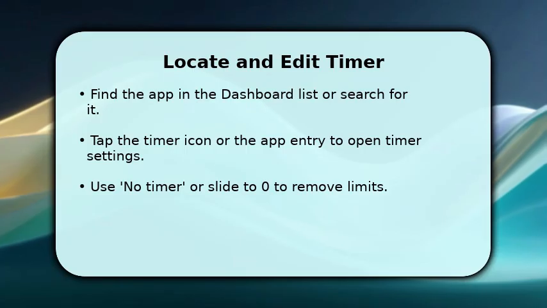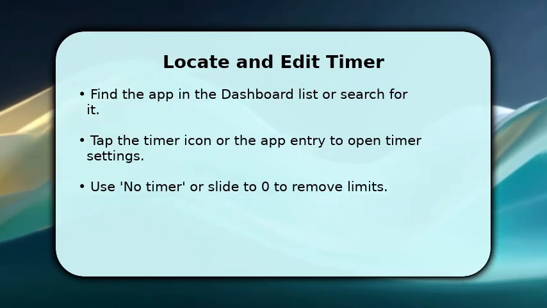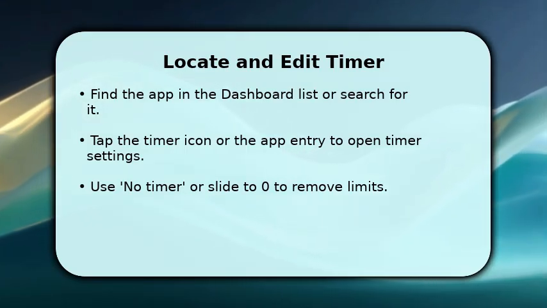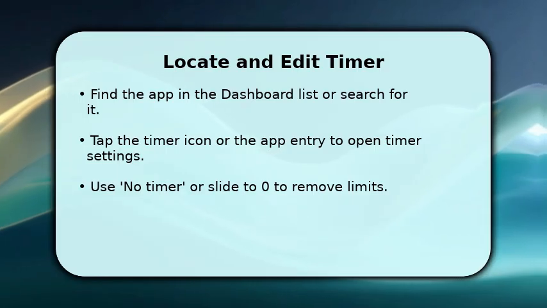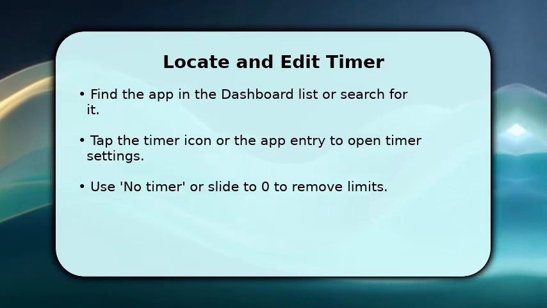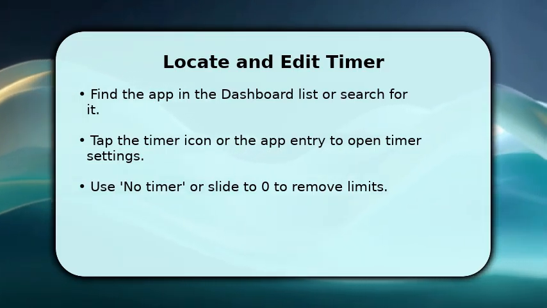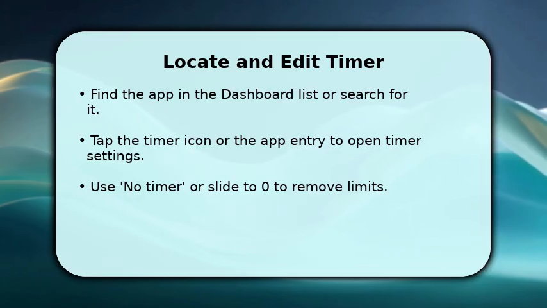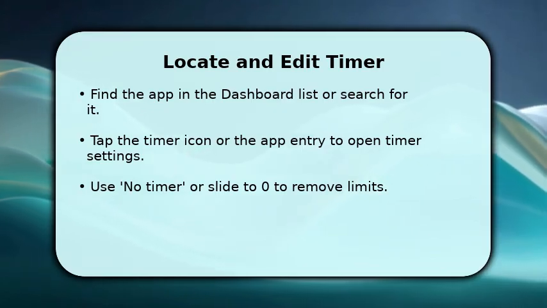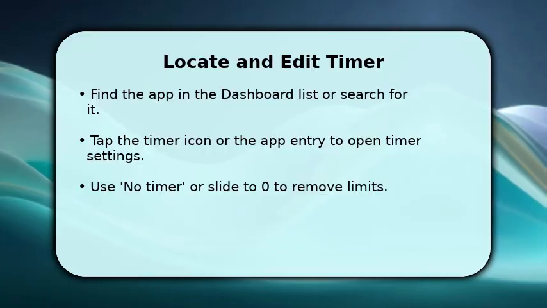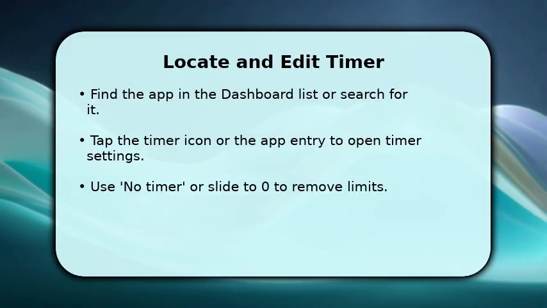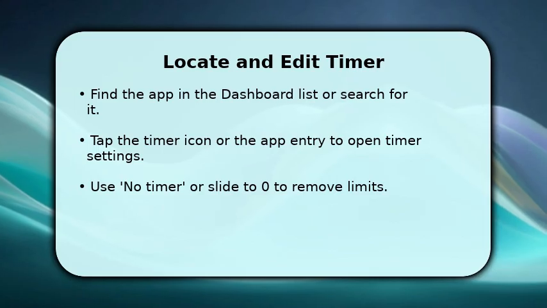Now find the specific app in the dashboard list. You can scroll or use the search field for faster access. Tap the app entry or the small hourglass/timer icon to open its timer details. That reveals the daily limit and reset schedule. From here, select No Timer or adjust the limit down to 0 to effectively delete the time restriction.